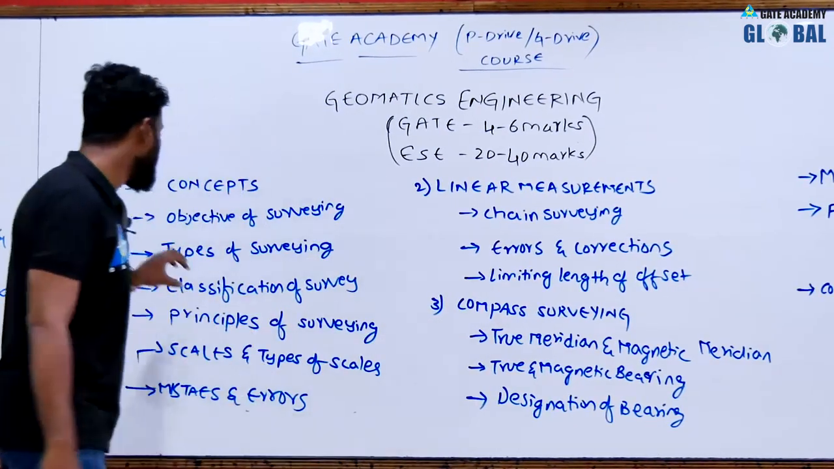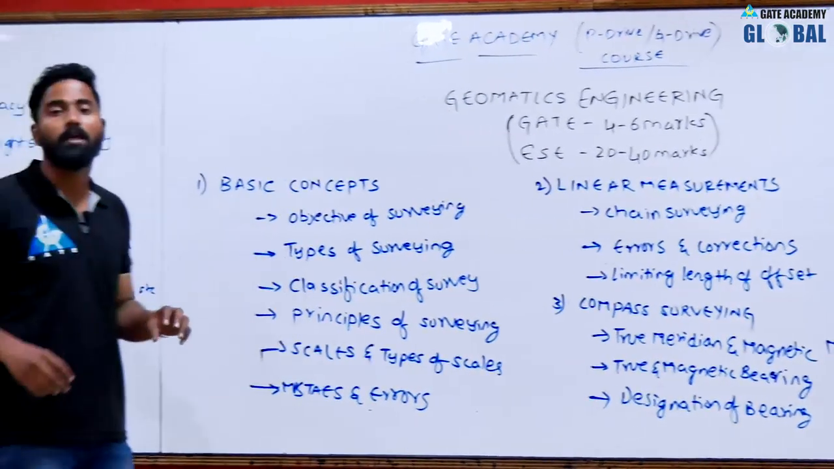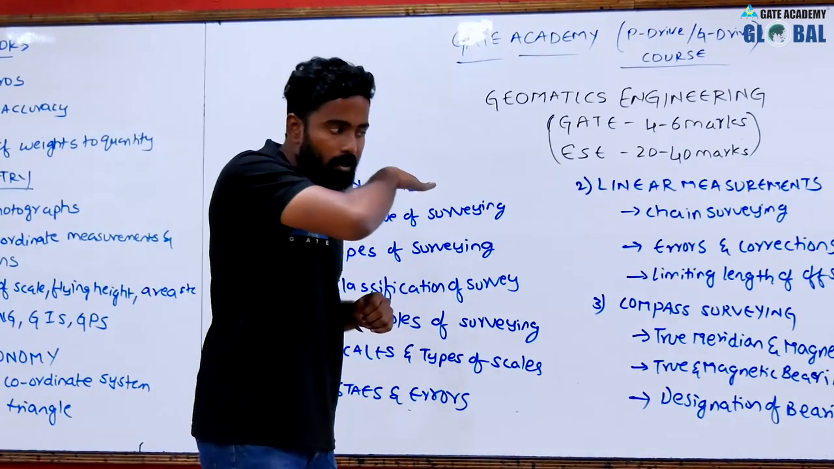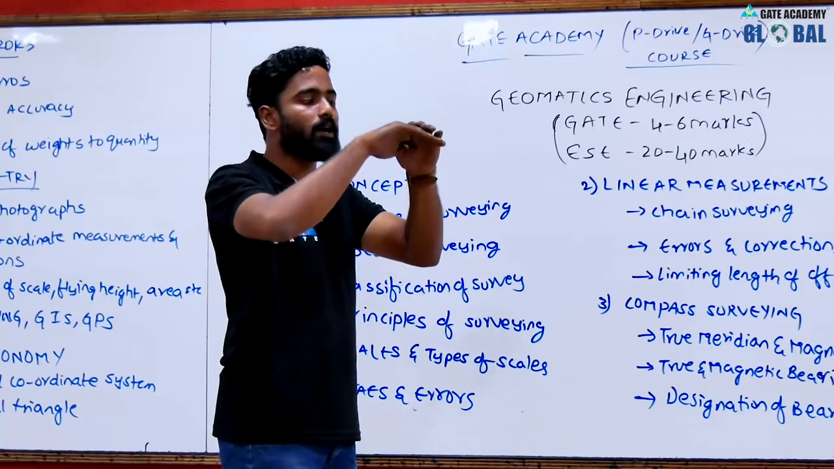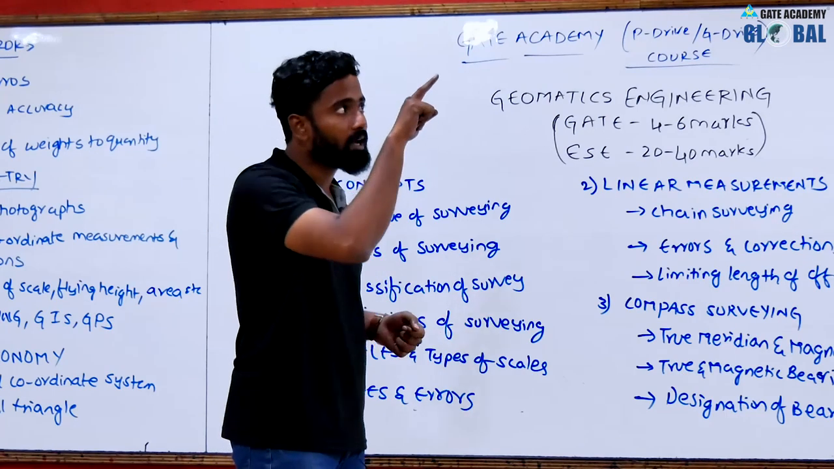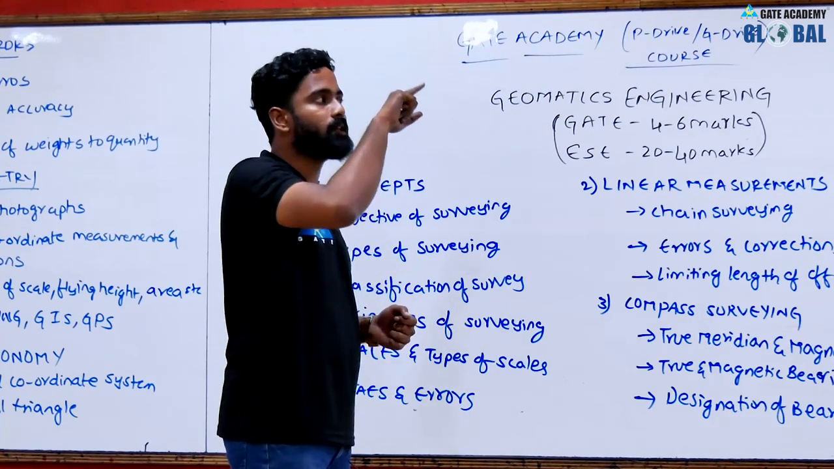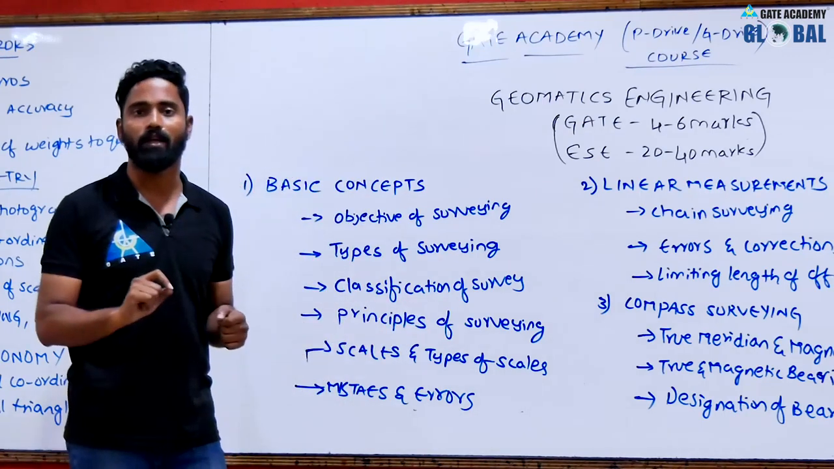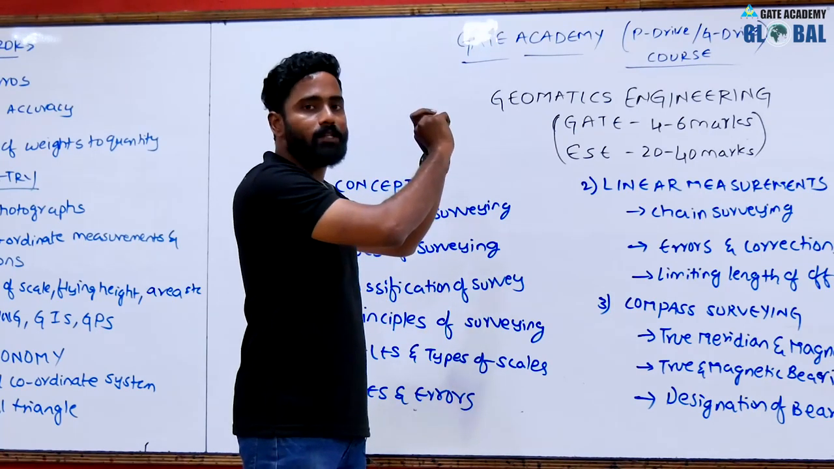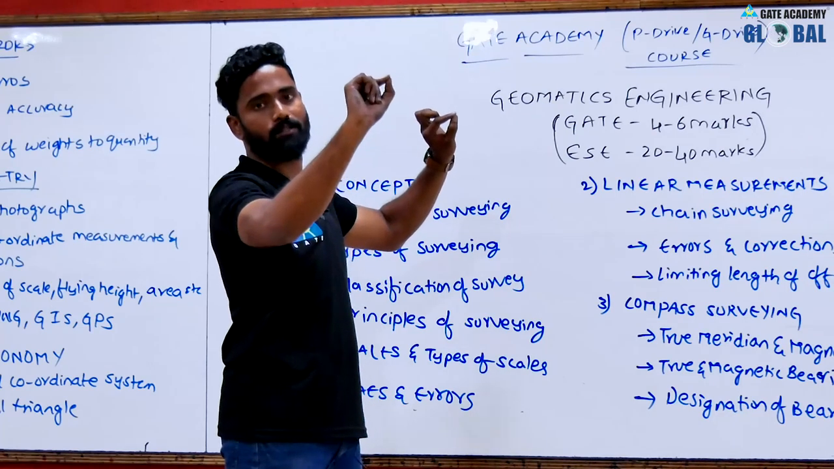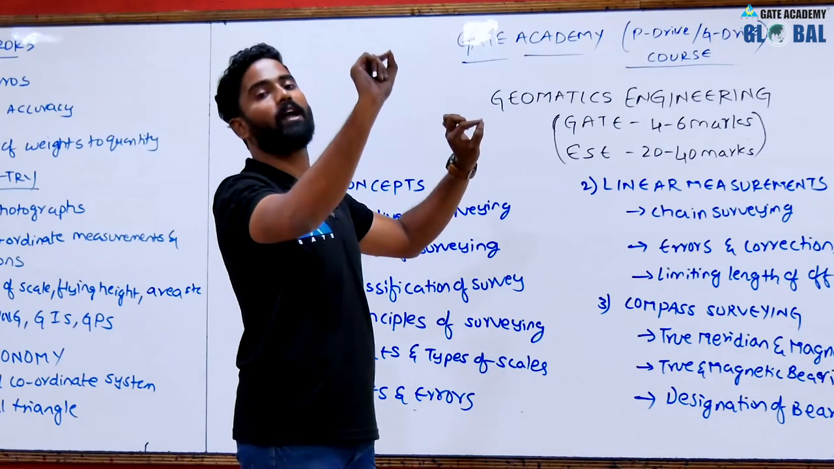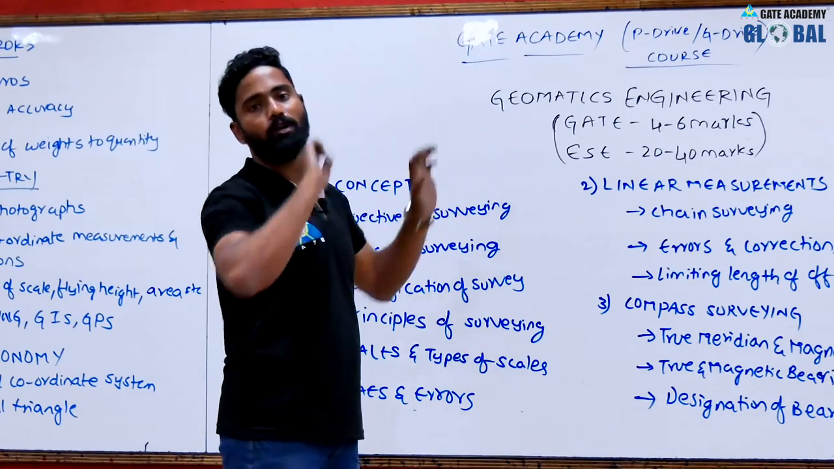In the types of surveying, there will be plane surveying and geodetic surveying. The earth is in the form of a globe, so we have to consider the curvature between any two points. If you consider the curvature, then it is called geodetic surveying. If you don't consider that curvature and say this is the horizontal distance, then it is plane surveying. If you consider the curvature, correct it and calculate the horizontal distance, then it is called geodetic surveying.